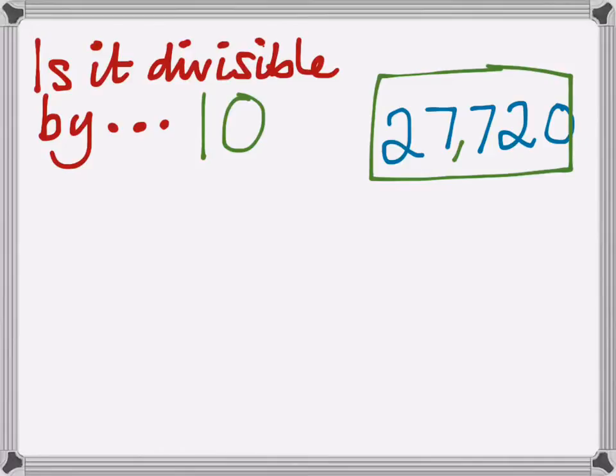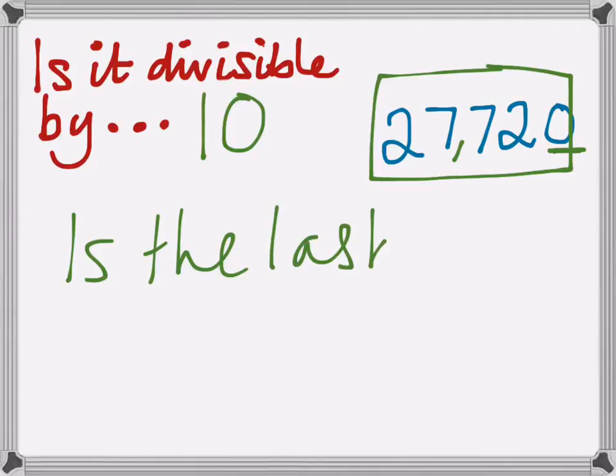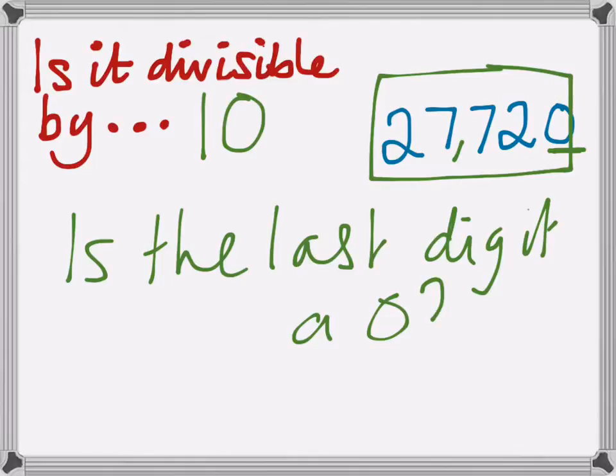Okay, first of all, to find out if the number is divisible by 10, the way that we do that is we look at the last digit and we say, is the last digit a 0? And if it is, then we say, yes, this number is divisible by 10. So 27,720 is divisible by 10.